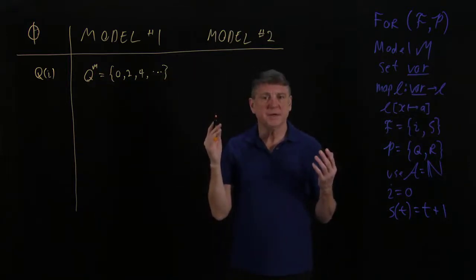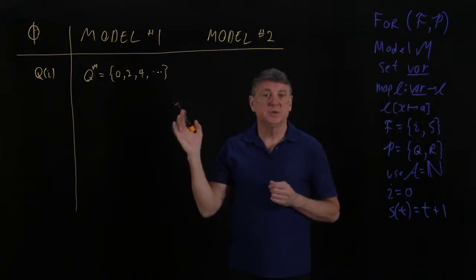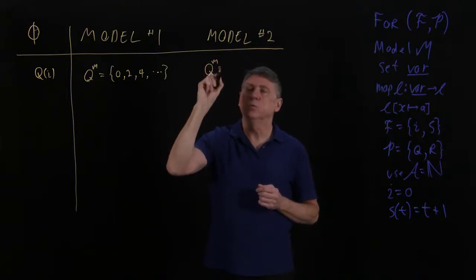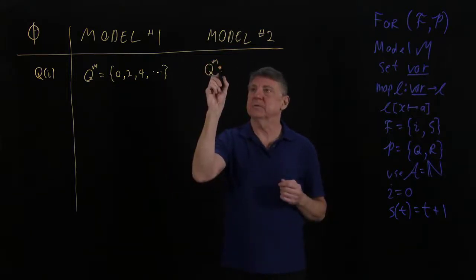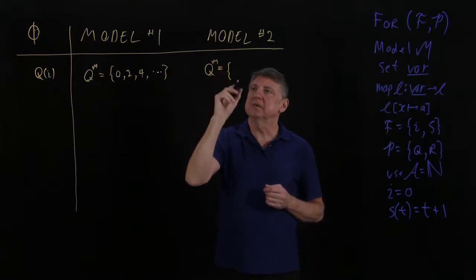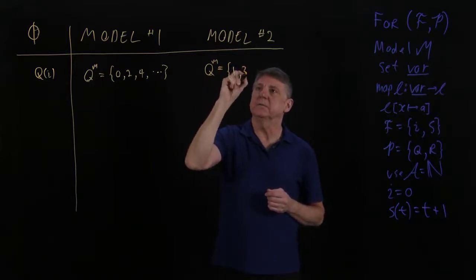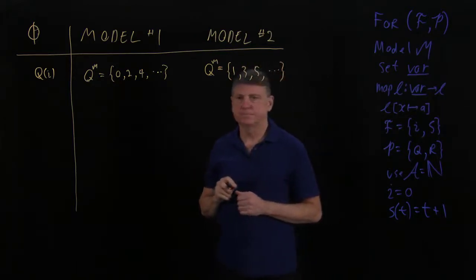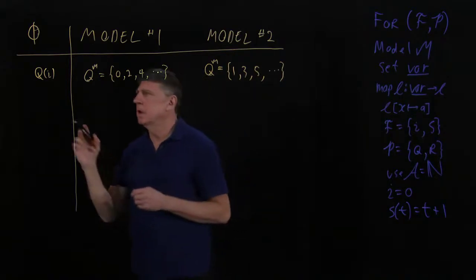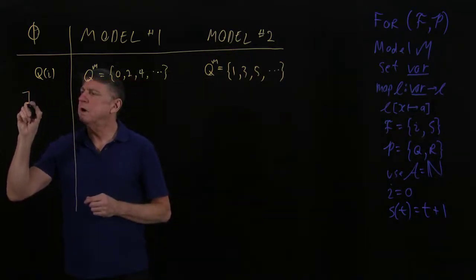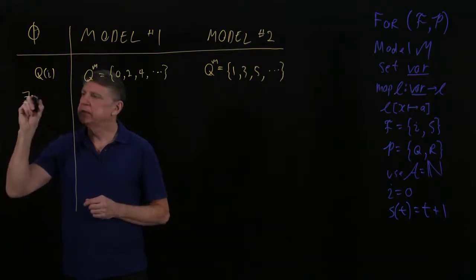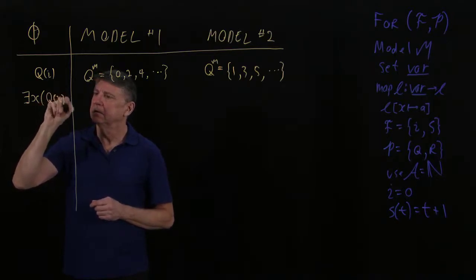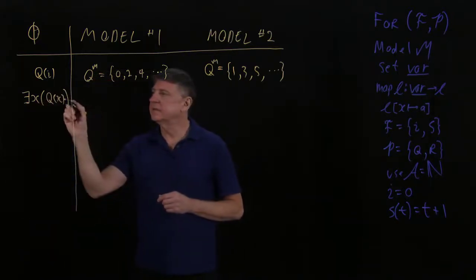Now, let's imagine a model in which this is not satisfied. Well, one such model of a predicate would be the odd natural numbers. So we could say that this set is composed of 1, 3, 5, and so on. And we'll note that this is an infinite set. That was easy. Now, suppose that the formula we're given is there exists an x such that x is in the set Q.